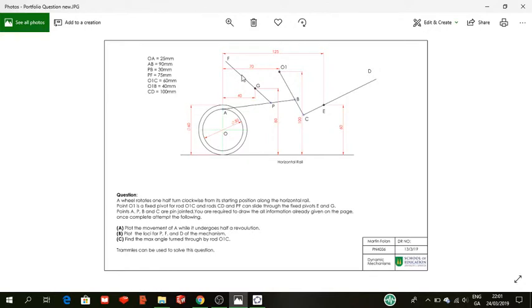Yeah. This question is also useful as it ties in other aspects of the module or the DCG syllabus. For example, tracking the movement of A, which is going back to combined movements. So, yeah, this is my video.